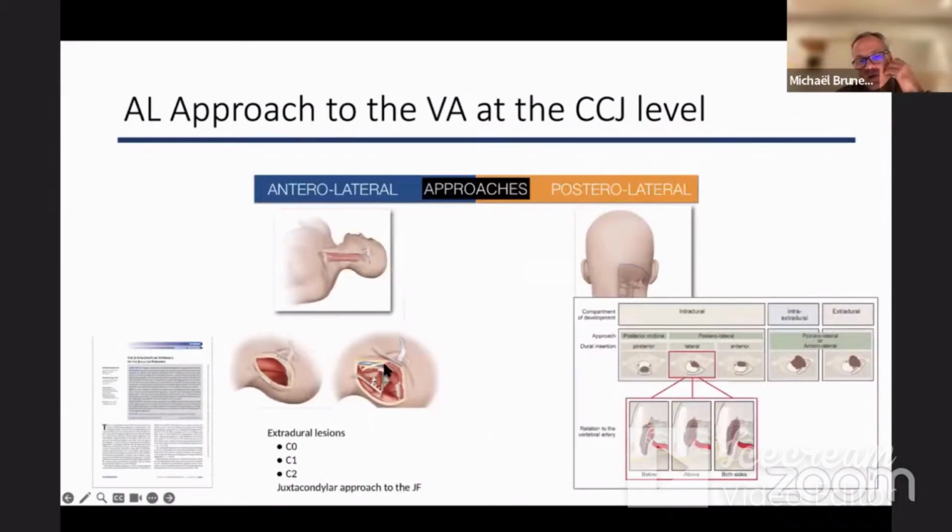Technically, you have to leave just a cuff of 5 millimeters of muscle when you divide the sternocleidomastoid muscle to reapproximate it at the end of the surgery. Again, the exposure is performed laterally to the internal jugular vein. You have to spare the 11th cranial nerve and to reach the transverse foramen at the level of C1.